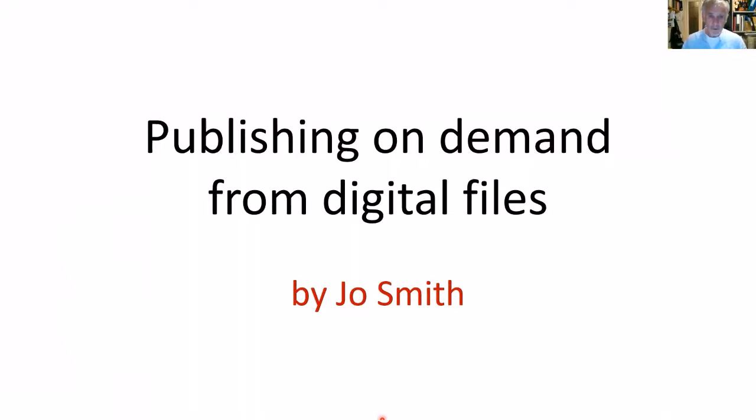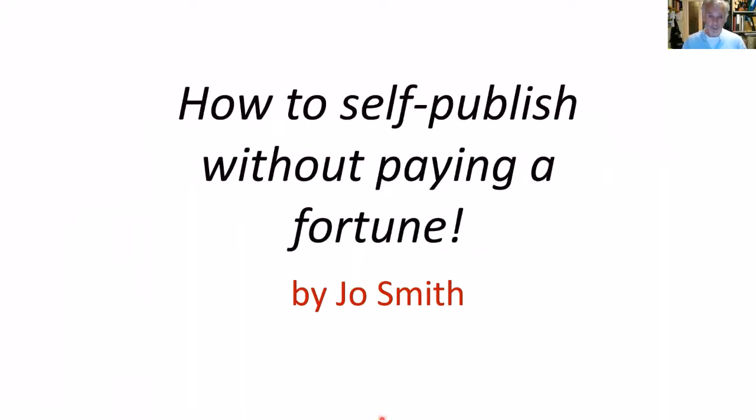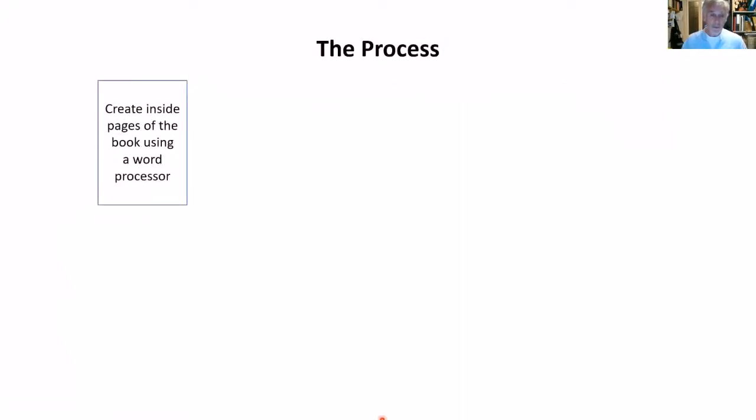Today we're going to talk about publishing on demand from digital files, or as I prefer to call it, how to self-publish without paying a fortune. Well, let's start with the basics. First of all, you need to create your book. Now, either you're doing it or somebody has sent you some copy which you're trying to typeset for them. But either way, it'll be on a word processor of some sort. And once you've set up the book the way you want it in the word processor, and we'll talk about that in a bit, you have to create a PDF file from that.